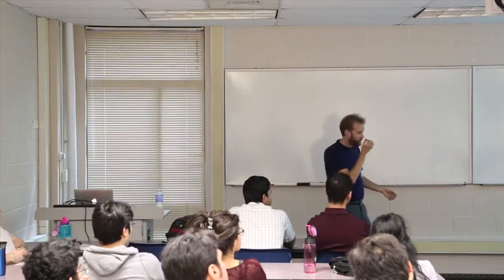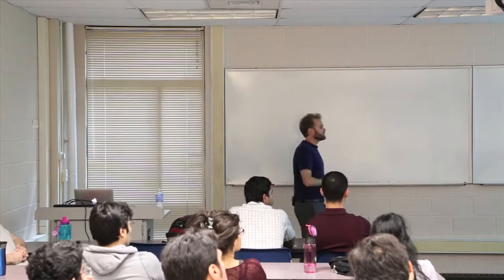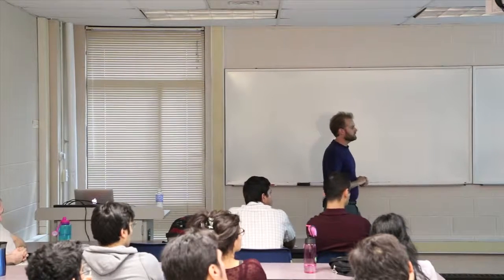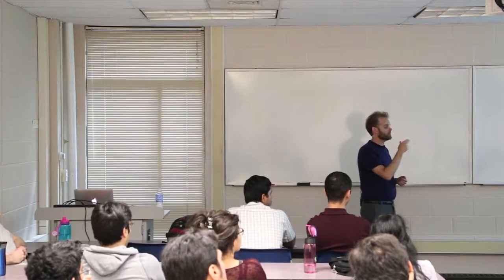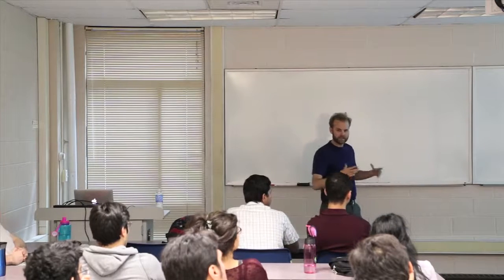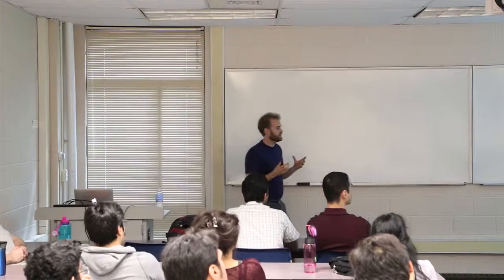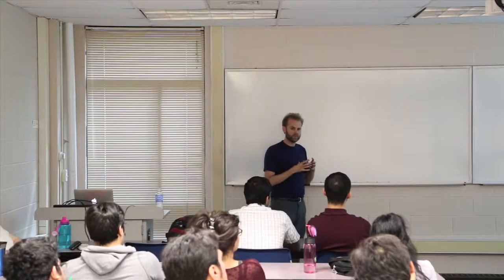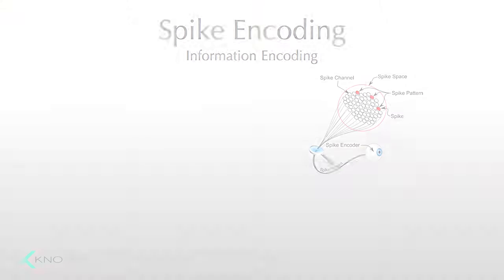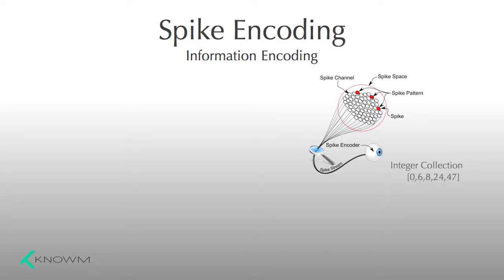A spike channel is just one wire, okay? So if you wanted to represent a spike pattern, you just have to list out which spikes within the spike space are active, okay? And if you keep that number low, in other words, it's very sparse, it becomes very efficient, okay? It's just a collection of integers saying spike, 0, 6, 8, 24, and so on.